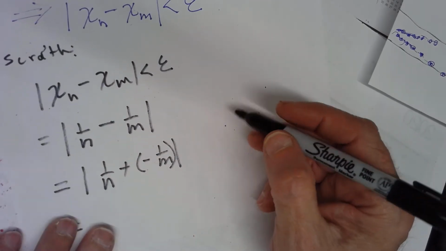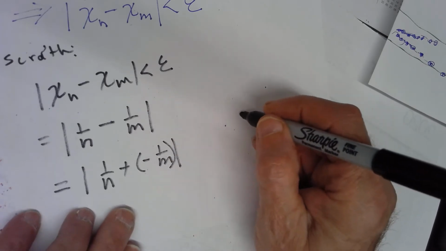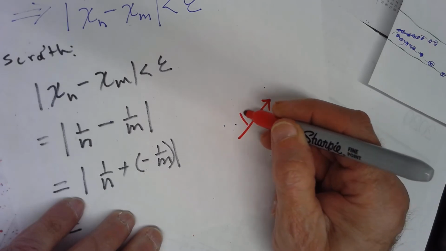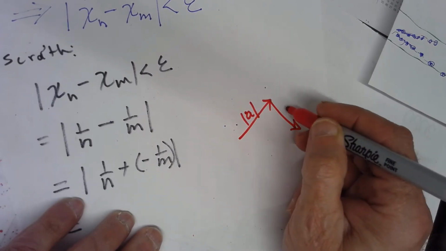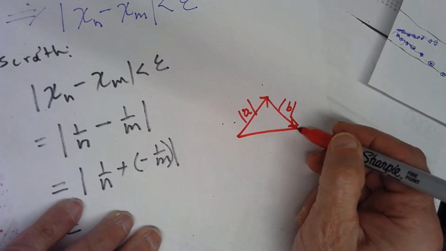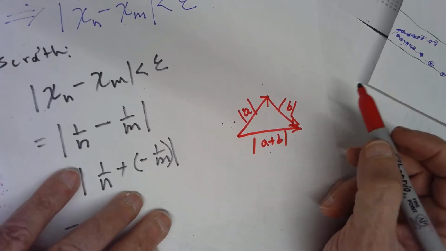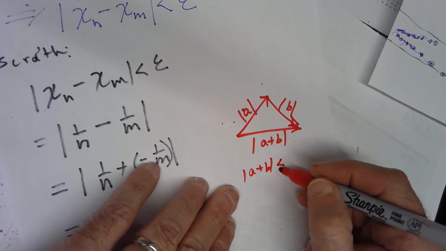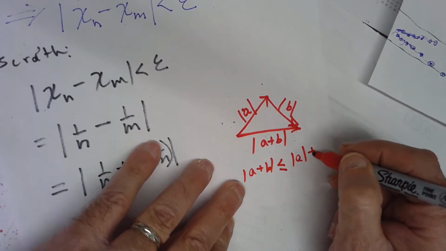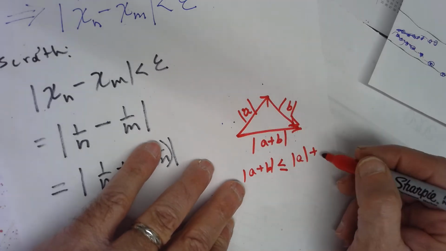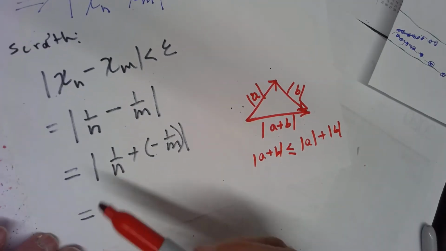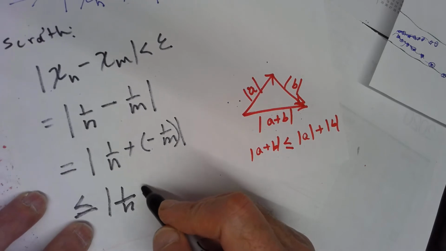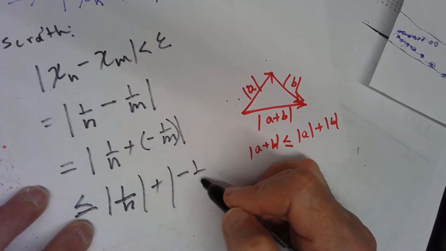And from there, through our triangle theorem, where we had our vectors, we're going to go back over this again. Here we had the magnitude of vector A and the magnitude of vector B. Well, both of these are going to be the magnitude of A plus B. So A plus B is going to be less than or equal to the sum of the magnitudes of the other two sides. So that's what we're doing here. So this is going to be less than or equal to the absolute value of 1 over n plus the absolute value of negative 1 over m.